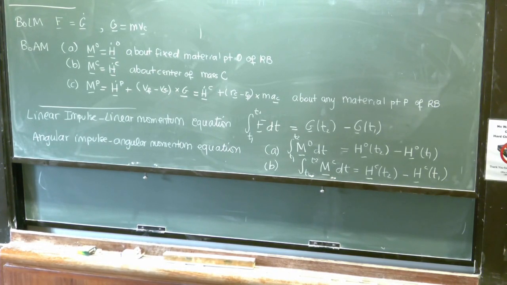Exactly, when we have impact, when the velocity and the angular velocity are not continuous, the acceleration and the angular acceleration are not defined, then we would use the impulse equations. Does that make sense? Okay.